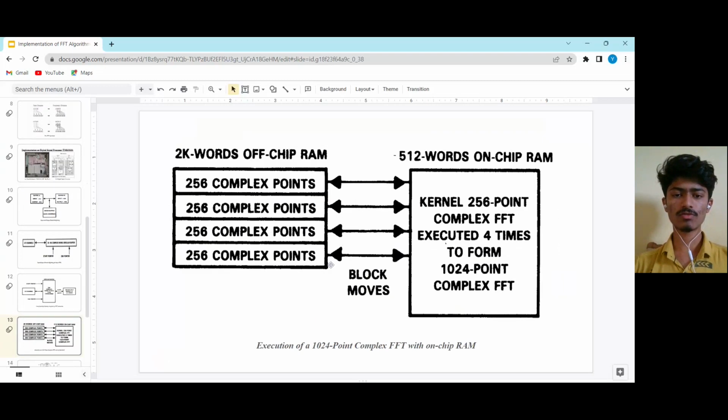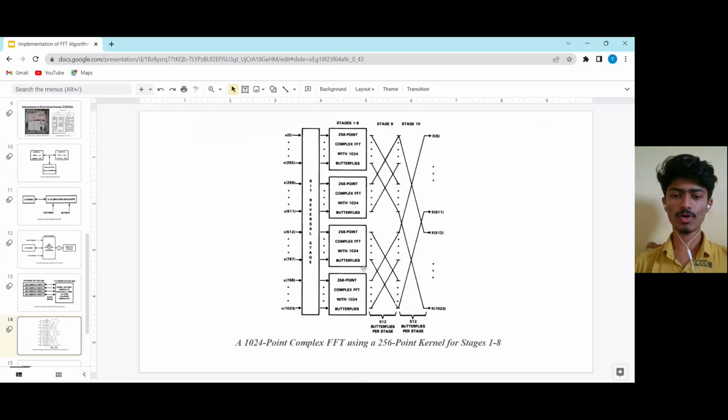Let's see now the execution of a 1024 point complex FFT on chip RAM. As you can see, 1024 points are so many, so we are going to divide them into small parts using the FFT. So 1024 complex points are divided into 256 each, that is 4 parts. And here you can see that this is the on-chip memory. Now let's see the diagrammatical representation of converting the 1024 points into the 256 point kernel.